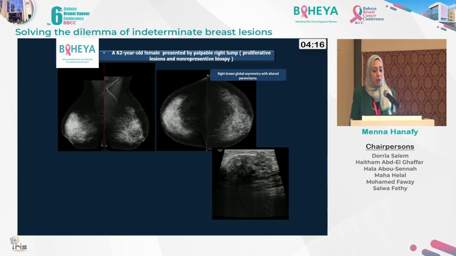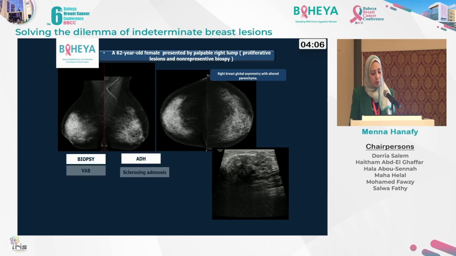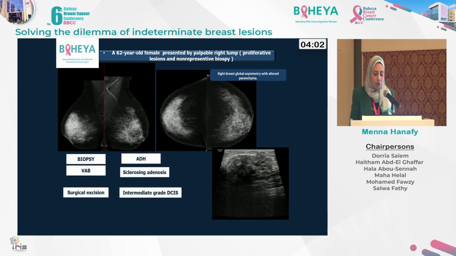A 62-year-old female patient presented with a palpable right lump. Her mammography revealed right breast global asymmetry with altered parenchyma. Biopsy was ADH. VAB was sclerosing adenosis. On surgical excision, surgical pathology was intermediate grade DCIS.